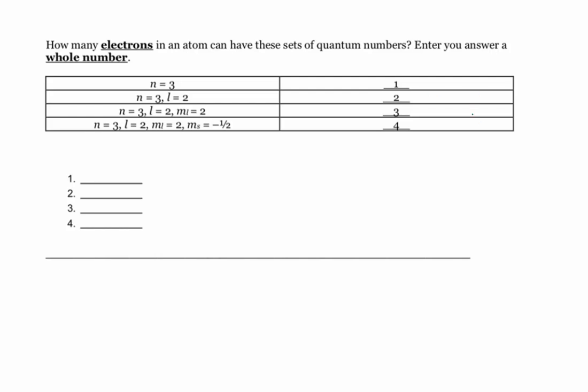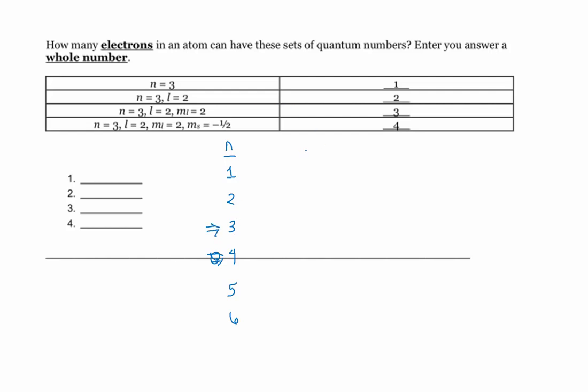The best way to work this problem is to build yourself the table that relates all of the quantum numbers. So we know that the value of n starts with 1 and gets bigger: 1, 2, 3, 4. This tells you the shell the electron is in. And we're going to focus on the n equals 3 shell.